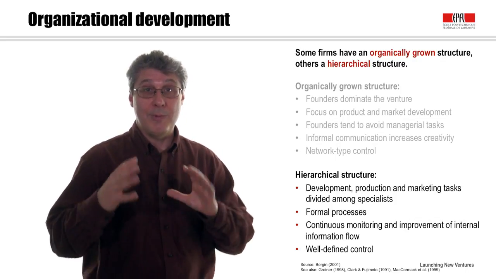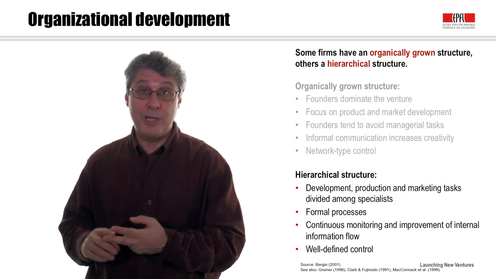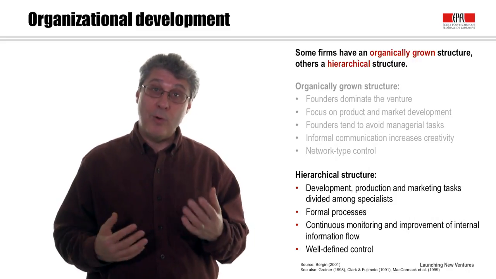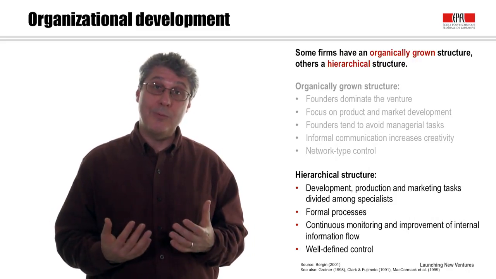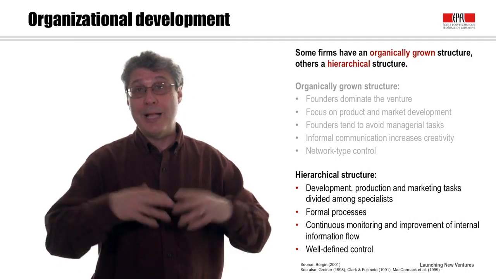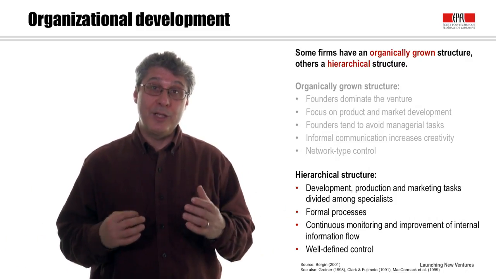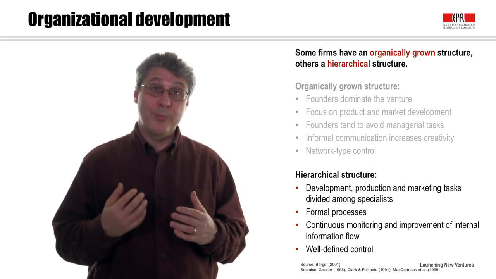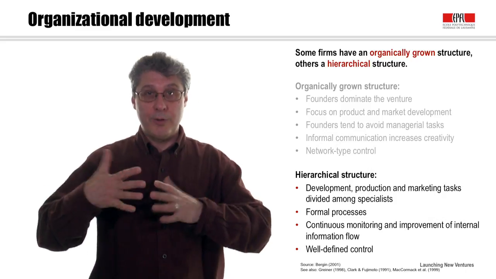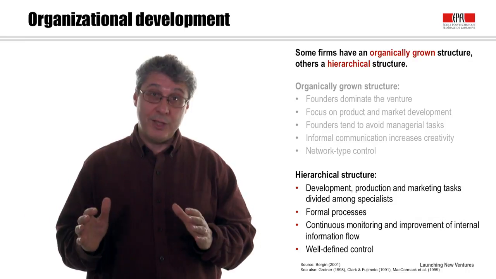So what does that mean? It means we have specialists focusing on product development, on production, on marketing, et cetera, all the different functions of a company. We have more formal processes, trying to write things down more and say, what does a job description look like? And, how does your salary work and your bonus system, et cetera, et cetera. There's a lot of continuous monitoring and improvement of internal information flow. So instead of just having a chaotic information flow, we try and structure the information flow so that we can communicate in a more efficient manner.